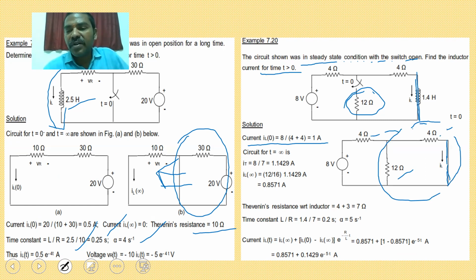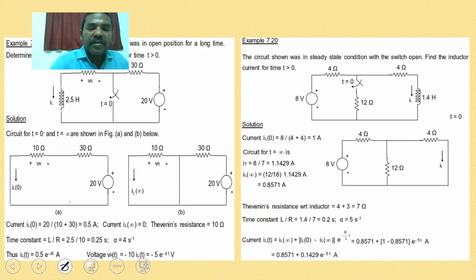So 12 into 4 divided by 12 plus 4 is 3, and it is connected in series with the 4 ohms. So net resistance is 7 ohms. So the total current is 8 divided by 7. So how much you are getting? 1.1429 amperes. This is the total current you calculated.